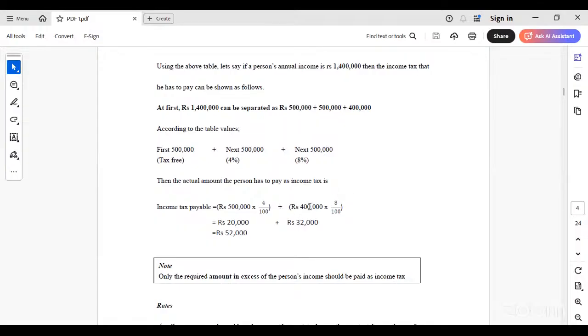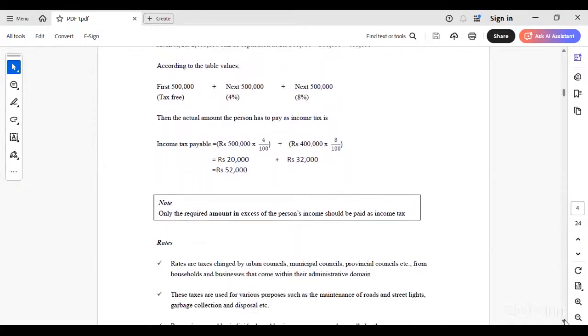Then the actual amount that the person has to pay as income tax is: the first 500,000 is free, plus 4% of the next 500,000, which is 20,000, plus the remaining 400,000 at 8%, because he is in this category of the next 500,000. So the total tax that he has to pay is 20,000 plus 32,000, which is 52,000.